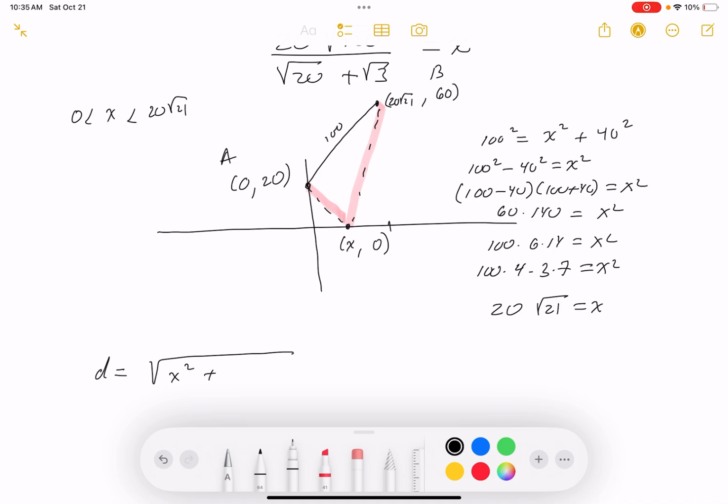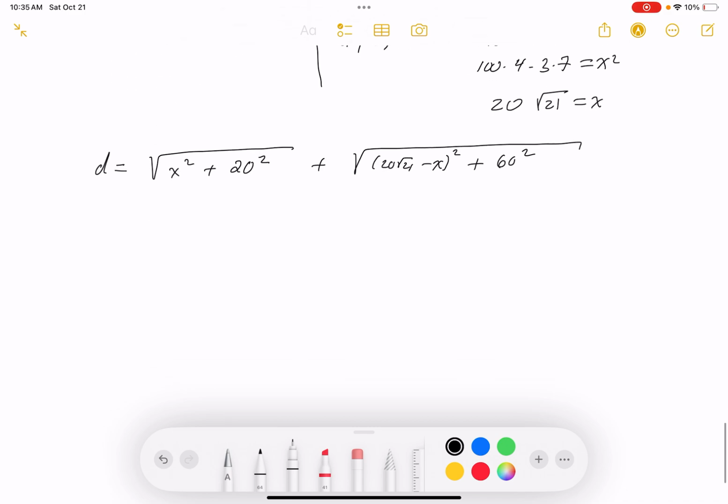Plus, the next one's going to be 20 minus 0, or 0 minus 20, depending on how you look at it. I square that, and that would be 20 squared. Plus the other guy's distance, more complicated. What's that going to be? Let's see, 20 root 21 minus x squared. And 60 minus 0 is just 60, so 60 squared.